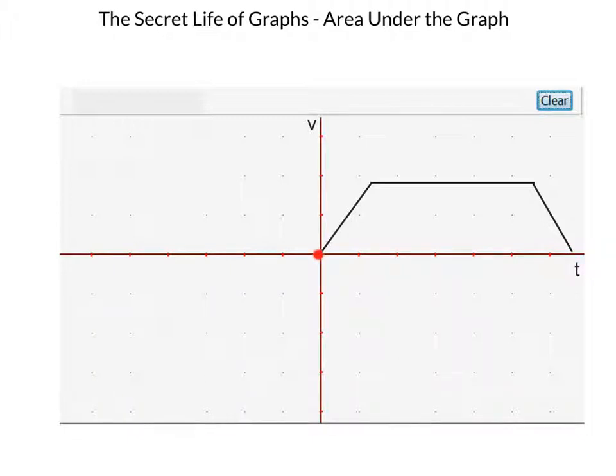So this vehicle is speeding up, driving along at the same speed, and then coming to a stop some distance away. How far away would it be, do you think? Well, we can use the area under the graph to work that out. Here's an interesting thing. Velocity is usually in meters per second, or it could be in kilometers per hour, but I'm going to do meters per second. Time is in seconds.